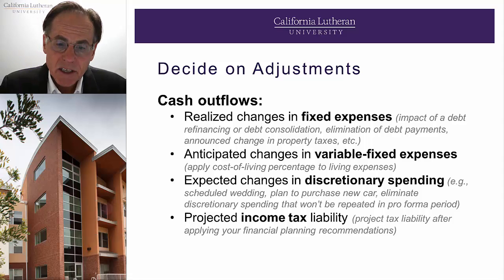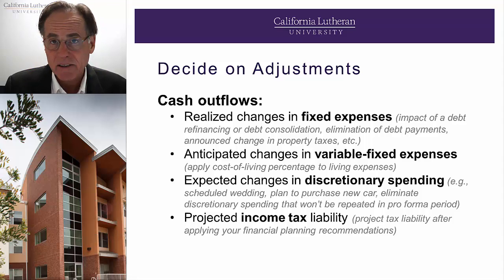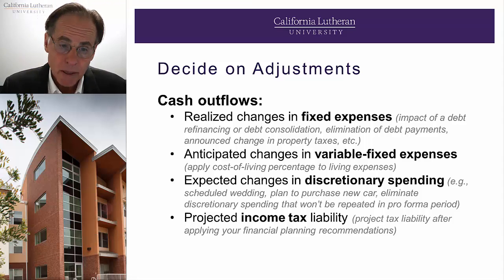Similarly, you'll need to assess each of the expense line items. While fixed expenses are just that, fixed in the amount of outflow, you should check to see if something has changed to alter the fixed outflow moving forward. For example, a mortgage refinancing or debt consolidation resets the monthly principal and interest payment.